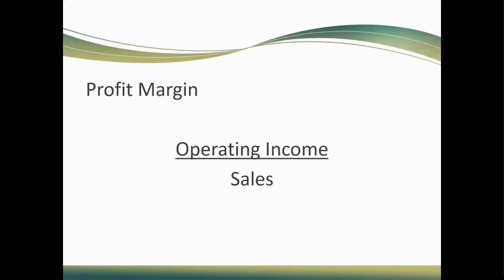We also can break this down in a business into two separate things, and the book calls this the DuPont formula. And the first part of the DuPont formula is the profit margin. And profit margin is operating income divided by sales, which basically tells you what percent of your sales are you able to bring down and have as income.